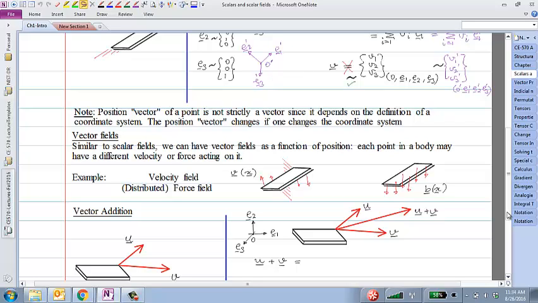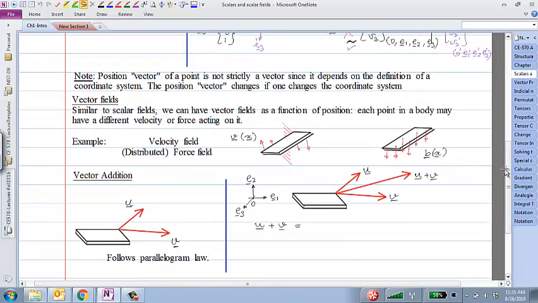A position vector is not technically a vector, but quite often what we'll do is we'll fix the coordinate system and say that we'll use only this coordinate system. And then for all practical purposes, the position vector behaves like a vector. So we are able to use all of the vector operations on position vectors as well, vector addition, vector multiplication, and so on. That works, but technically, a position vector is not a vector.